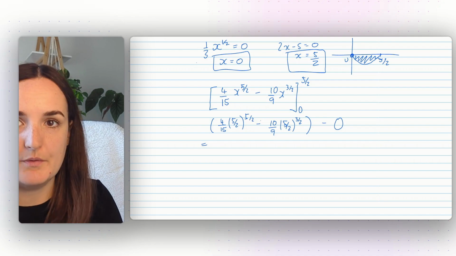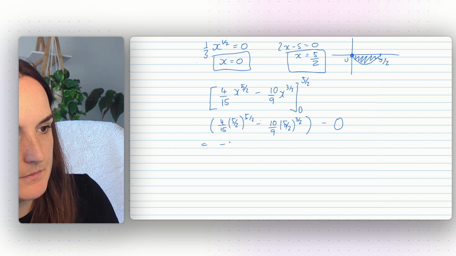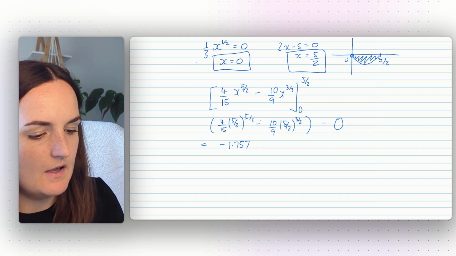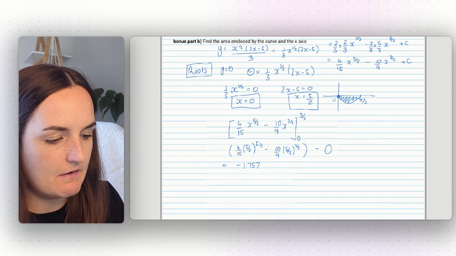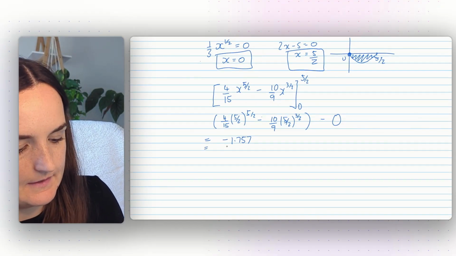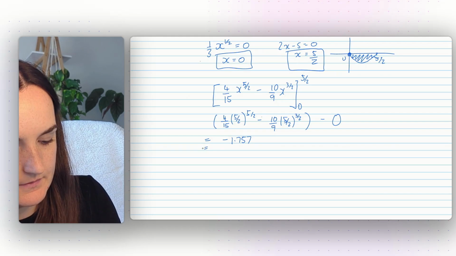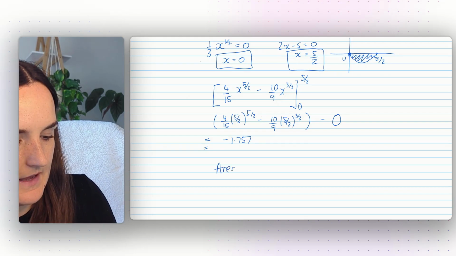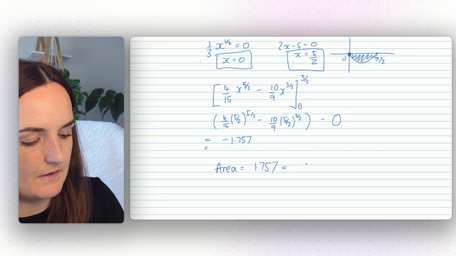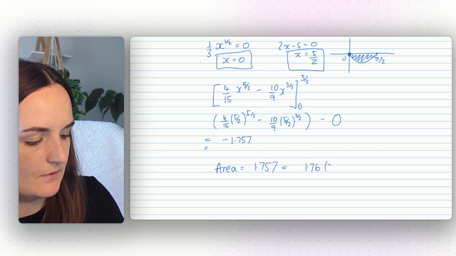Okay, so you type all of that into your calculator and it should come out as minus 1.757. So that makes sense with this being negative. But the question asked for the area enclosed by the curve. So what we need to do is just say, as our final answer, actually it's probably better to write it like this, the area equals 1.757. Or if it didn't ask for any particular rounding, 1.76, 3 significant figures.